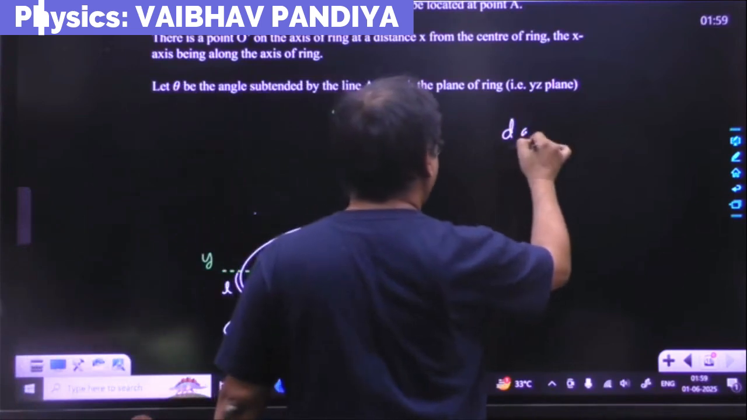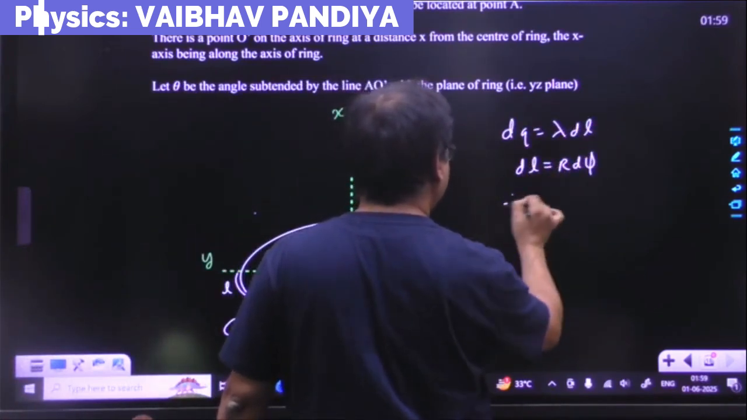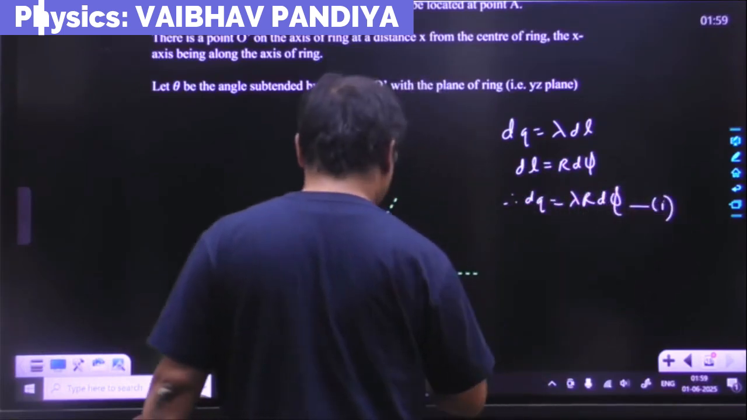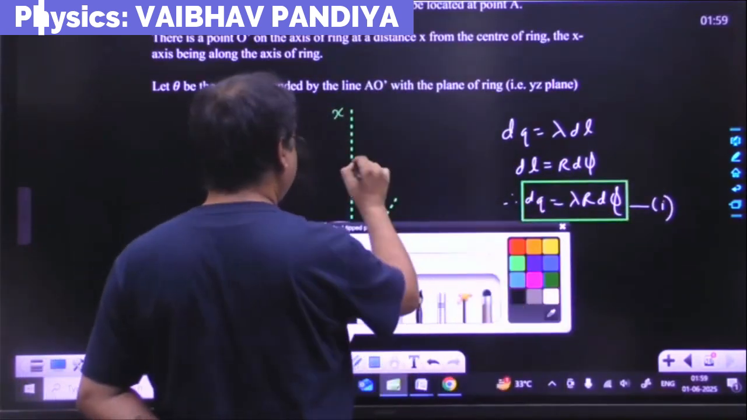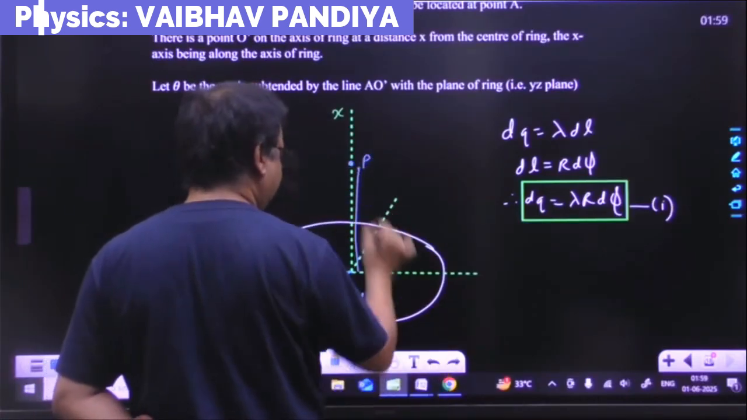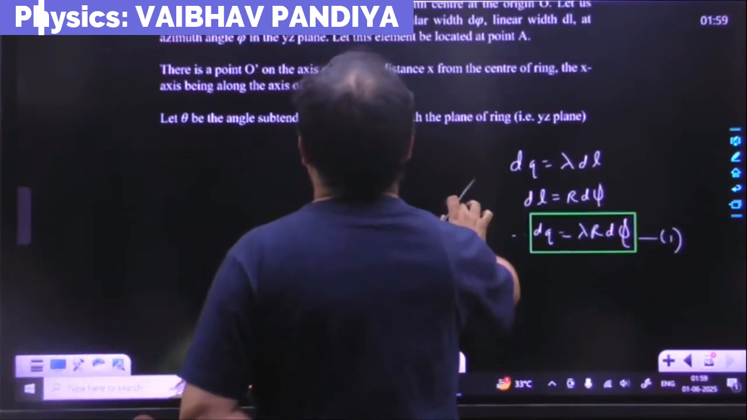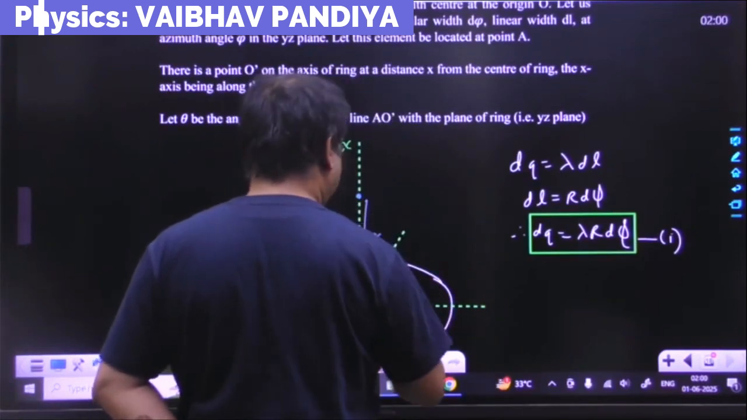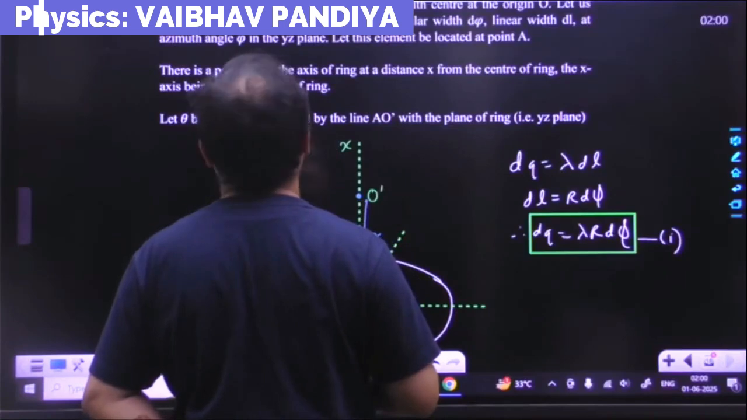So you can write dq as what? Lambda dl, and dl as what? R d phi. So therefore dq will be lambda r d phi. Let it be equation number 1. Okay, now where is the target point? The target point is on the x-axis at a distance x from the center. So O dash is the point on the axis of the ring at a distance x from the center of the ring.